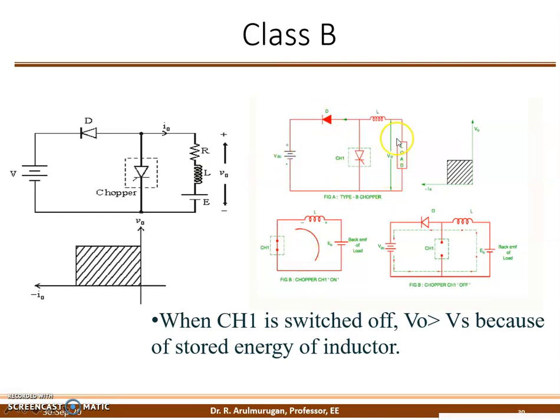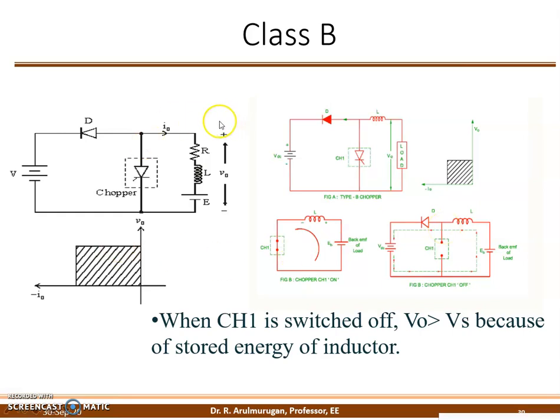Mode 1 condition: the switch is closed. So the load gives the energy to the inductance. During mode 2 condition, the switch is open and the diode conducts. So 50 plus 50, I mean 100 voltage is fed to the source. So this is the method to charge the battery. That is about class B.